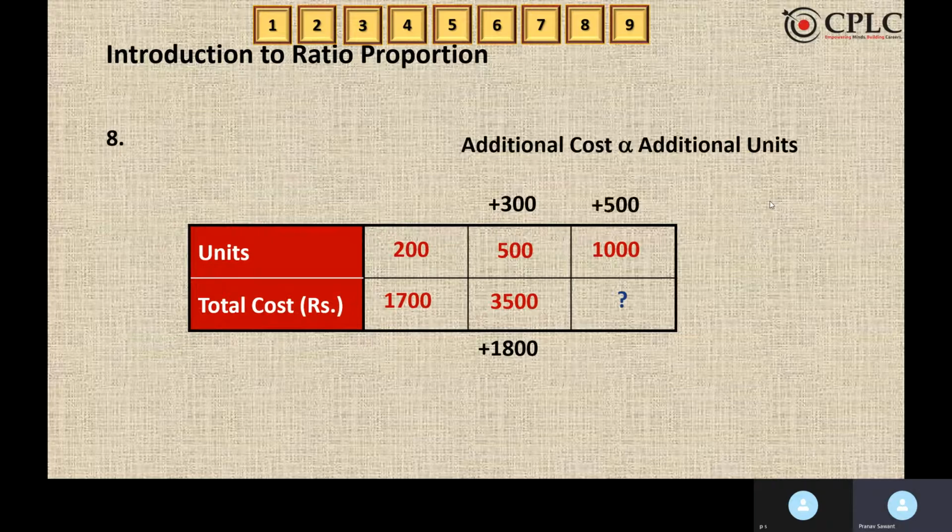Now the additional units would be 500 and we have to find out additional cost. So if 300 is equal to 1800, 500 would be equal to what? By cross multiplying, we'll get the total additional cost, that is 3000. Now it's additional cost. So the total cost would be 3500 plus 3000, that is 6500. And 6500 is the answer.